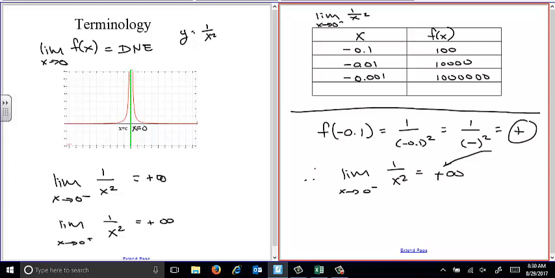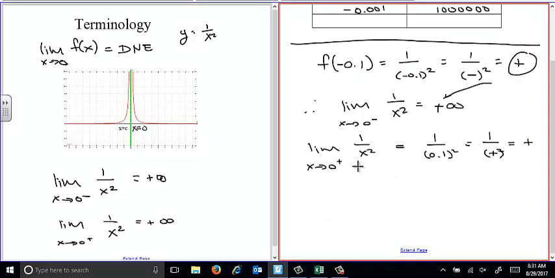So instead of making up this little table, I could say, well, if I want to know what the limit is as x approaches 0 from the positive side of 1 over x squared, what I would do is say, okay, I have 1 over positive 0.1 squared, and that's 1 over a positive number squared, which is a positive number. Therefore, the limit as x approaches 0 from the positive side of 1 over x squared equals positive infinity. So I use this to then define that.